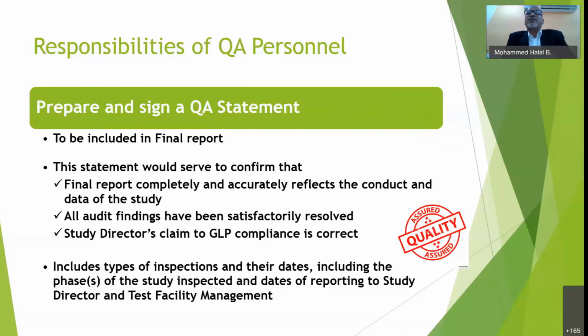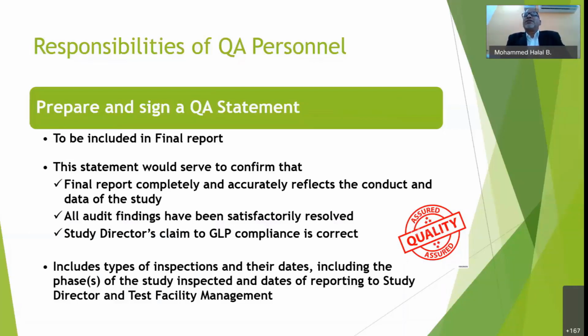It's not correct. We will not accept this. They have the right to say, but with proper justification, and that justification has to be accepted by the quality assurance personnel who audited, and also the test facility management. Some of the observations are accepted by the study director and study personnel, but not resolved later. So we have to see whether all the audit observations have been closed or not closed.